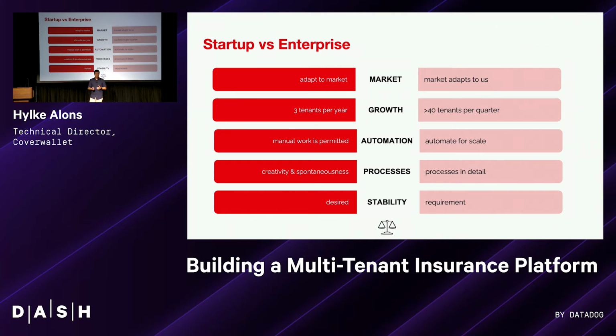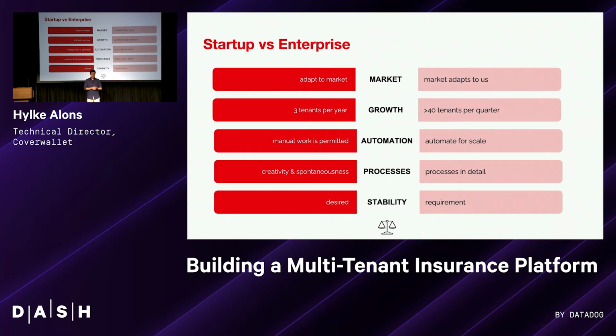And in terms of growth, before the acquisition we were looking at 3 tenants per year. So we already had some kind of multi-tenancy. We didn't all go through the application. Luckily for us, we went through conditionals as well. But now we're looking at more than 40 tenants per quarter that we have to serve.